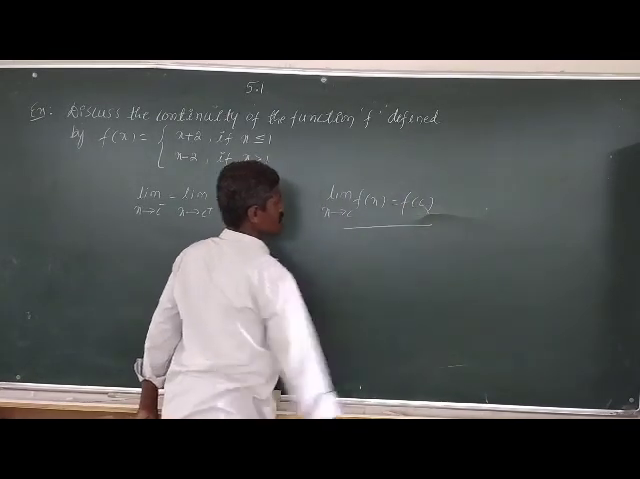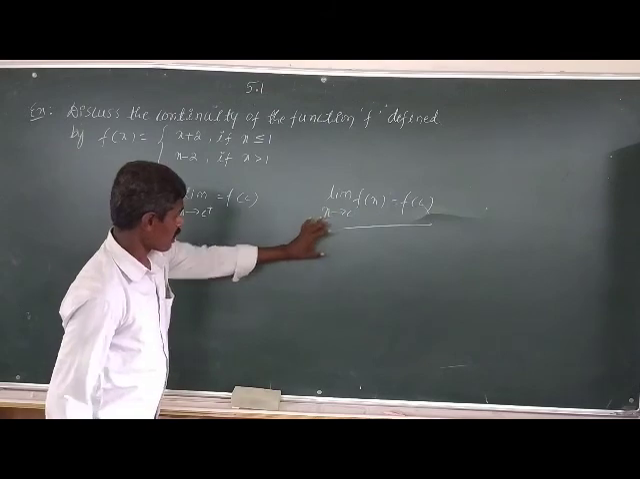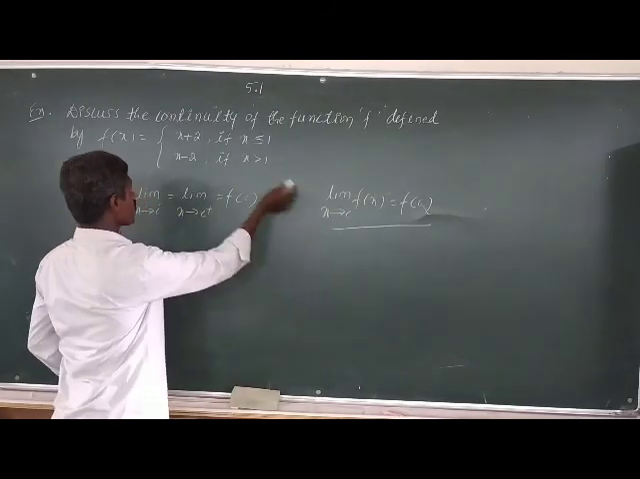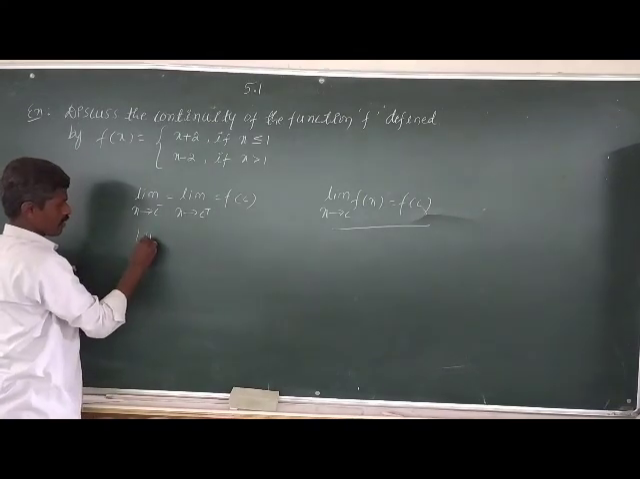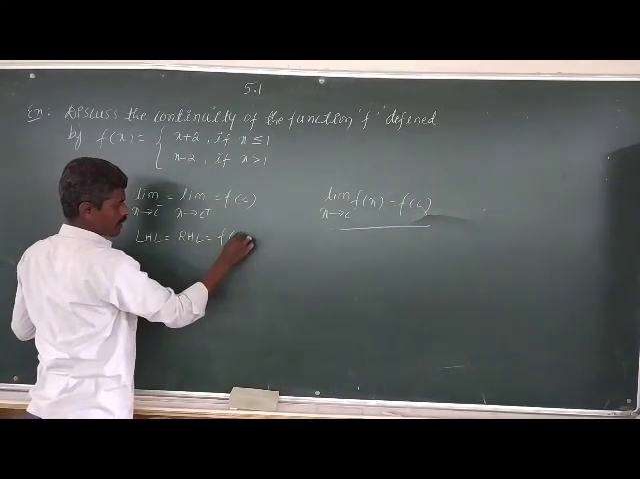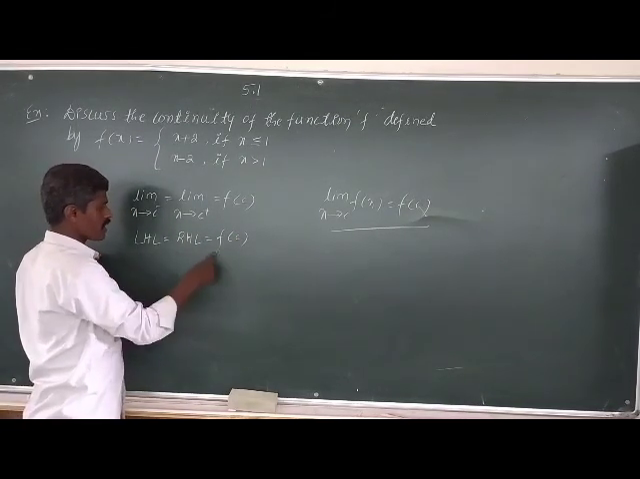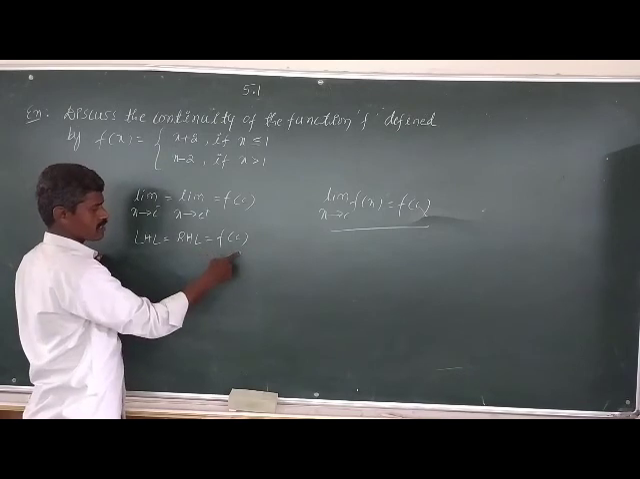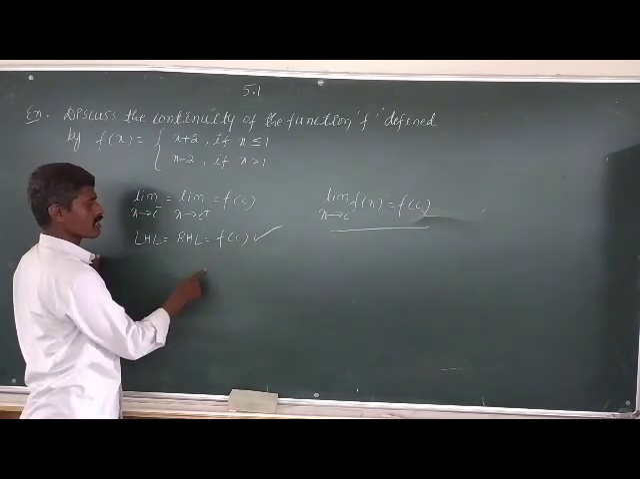This is only for when the function is given as a whole. But when the function is given in pieces, we use this formula, which is nothing but LHL, left hand limit, and this is RHL, right hand limit, and f of c. So the function must satisfy the condition LHL is equal to RHL is equal to f of c. Then only we can say that the function is continuous. Otherwise, the function is discontinuous.